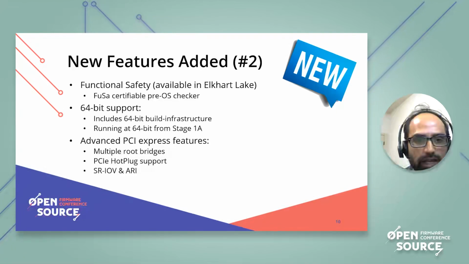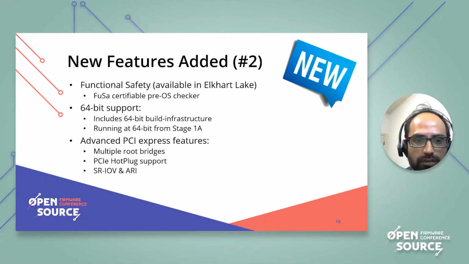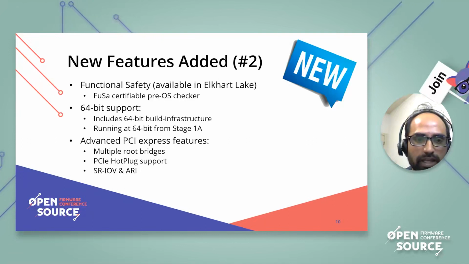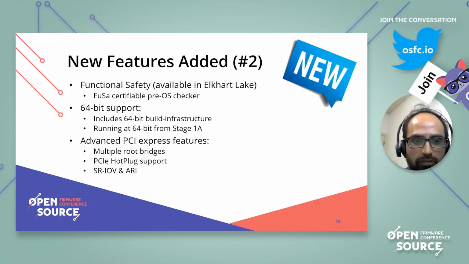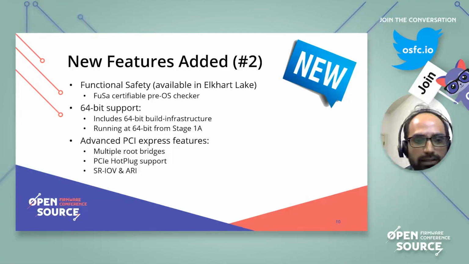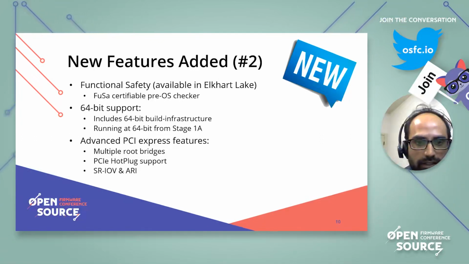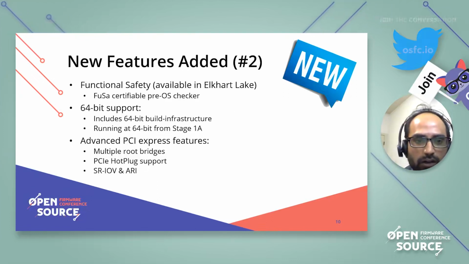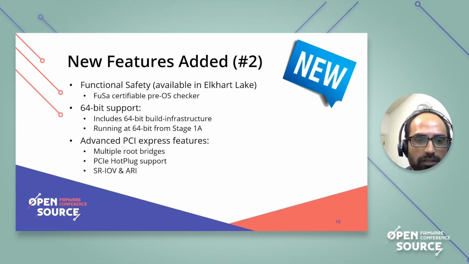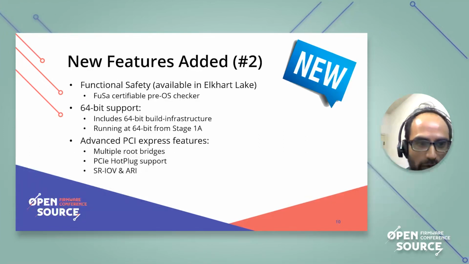And Slim Bootloader has to thunk into 32-bit mode to call the FSP API, and then thunk back to 64-bit mode. And this occurs seamlessly today in Slim Bootloader, and we can run in 64-bit from stage 1A all the way to the place where we hand off to the OS.